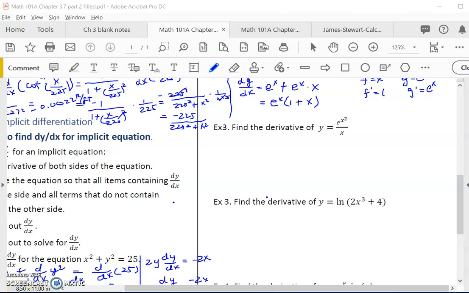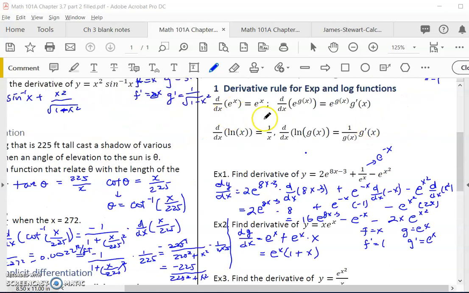Hi Calculus student, this video is for chapter 3.9, derivative of exponential and log function. And in the last video, we talked about the formula.